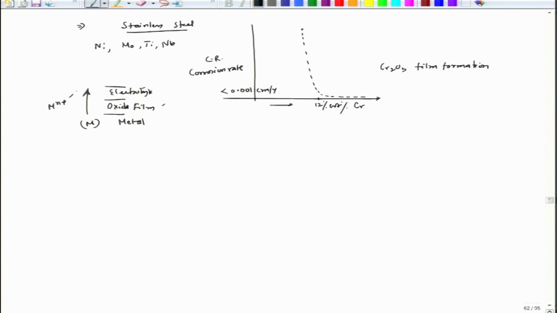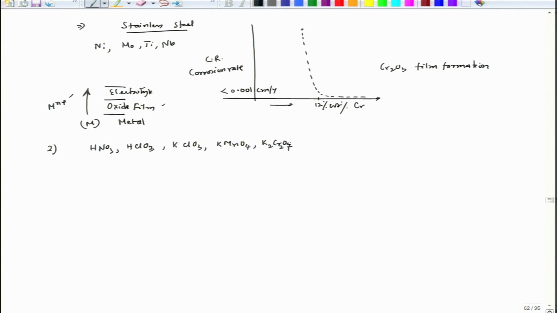Now, in addition, apart from that, we can have a few other aspects. There are electrolytes which are very good passivators. For example, HNO3, then we can have chlorate, then potassium chlorate, potassium permanganate, then potassium chromate.